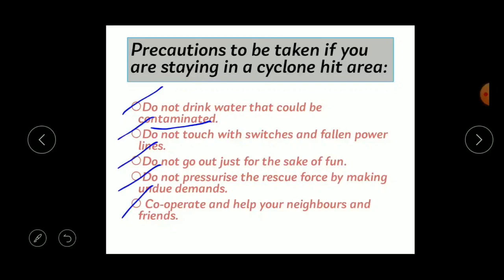The next point is cooperate and help your neighbors and friends. In this situation you need to help each other. Understood, children? Okay, let's move to the next point.